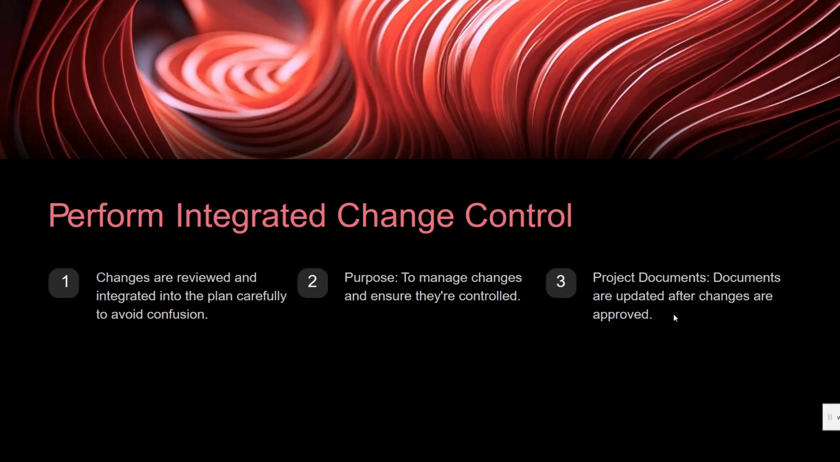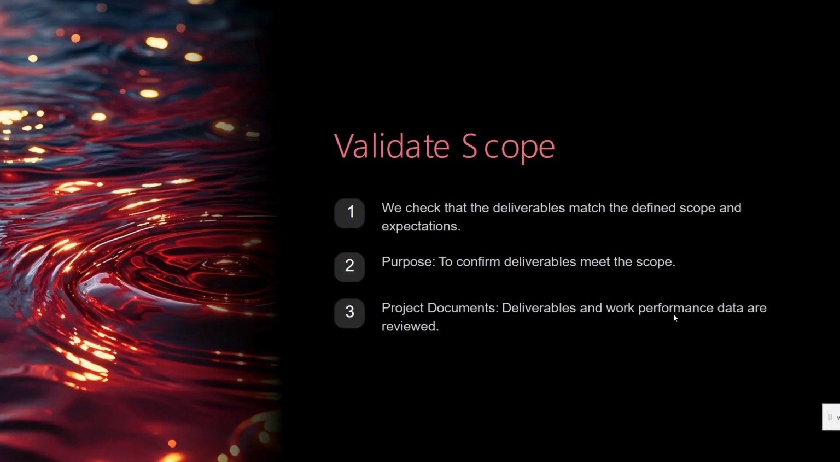Okay, so the change control process ensures that any change to scope, schedule, or cost is handled properly and does not cause confusion or chaos. Next, we have validate scope. So, in validate scope, we check that the deliverables match the defined scope and expectation.